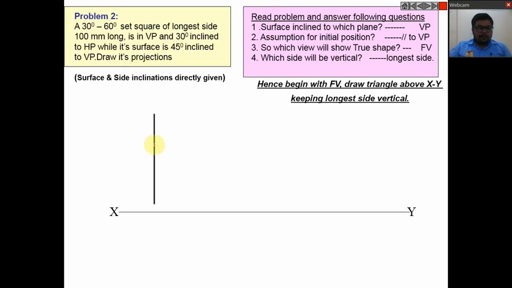So we have to draw this line which indicates the longest side of the 30-60 set square, and that is 100 mm. Then we have to take this angle as 30 degree and this one as 60 degree. Then draw one line, so it will intersect somewhere here. So in this way we can draw the front view of the set square and give the names A dash, B dash and C dash.